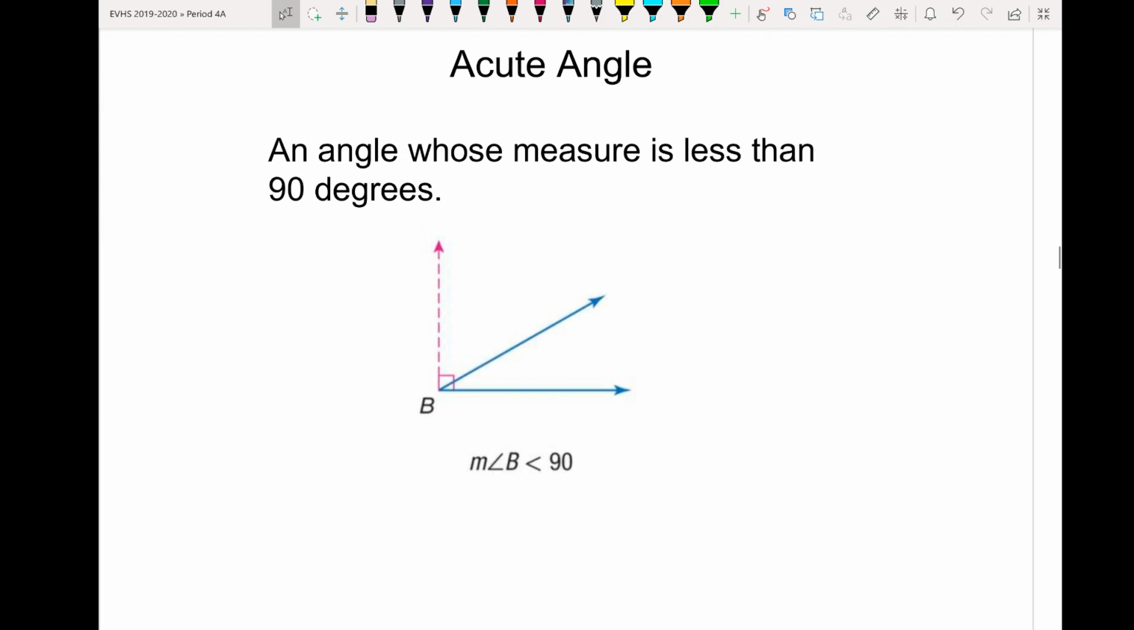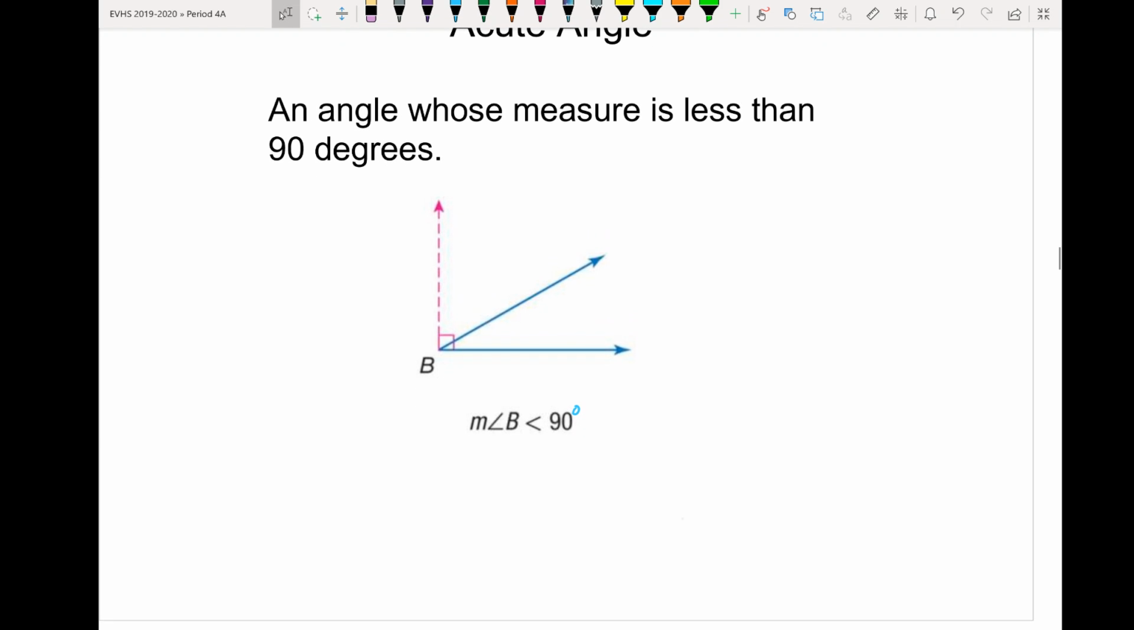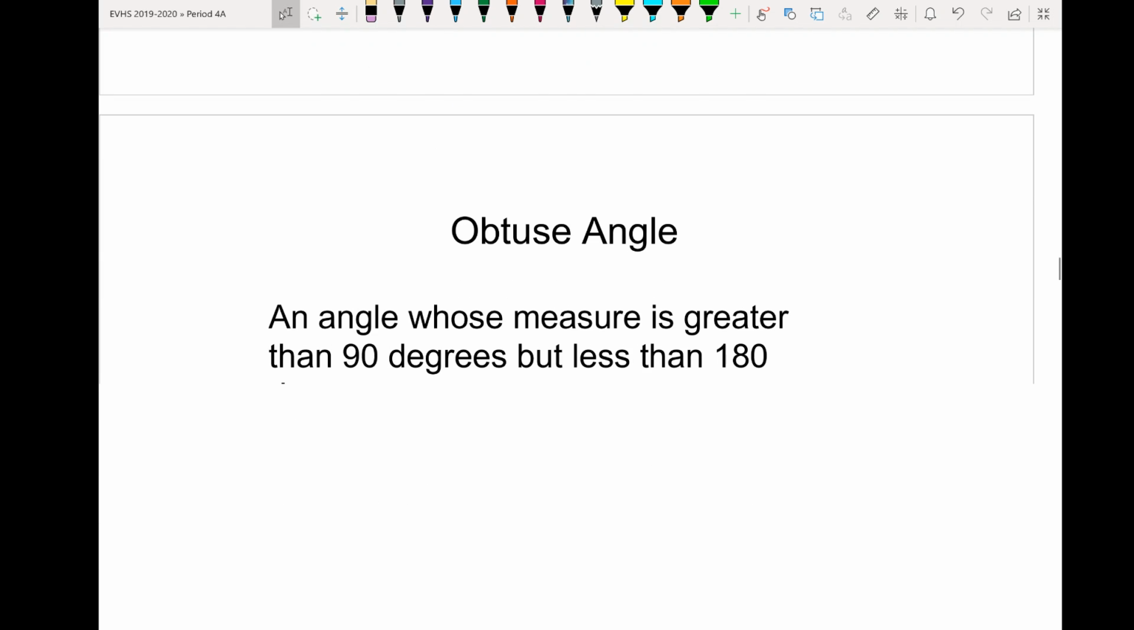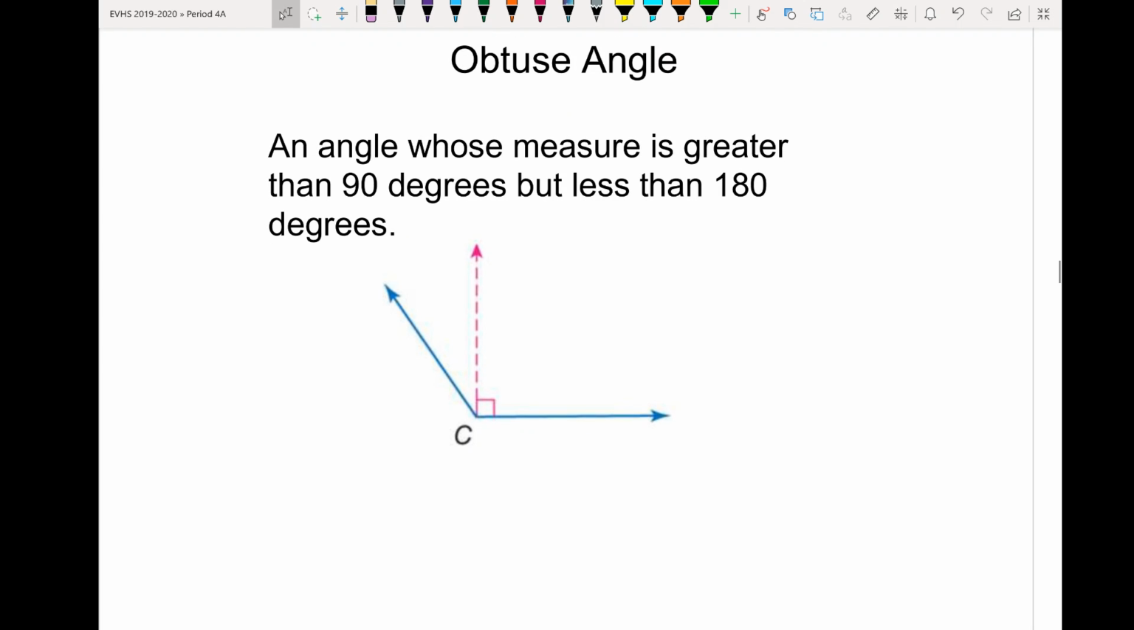Okay, an acute angle is one whose measure is less than 90 degrees, including things like 89.9999, which is still less than 90 degrees. So I probably should have a, oops, degree symbol there. An obtuse angle is one that is bigger than 90, but less than 180.